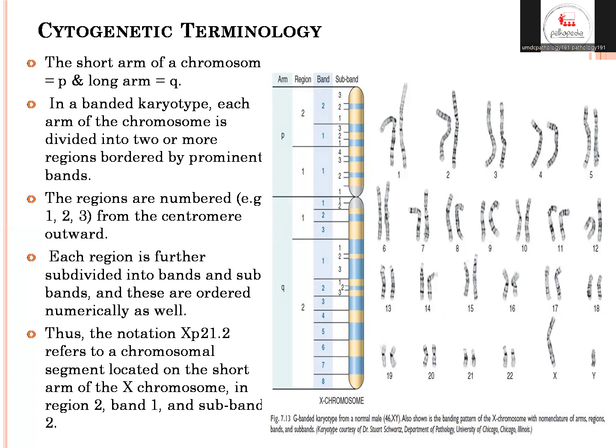Thus, a notation Xp21.2 refers to a chromosomal segment located on the short arm of the X chromosome in region 2, band 1, and subband 2.